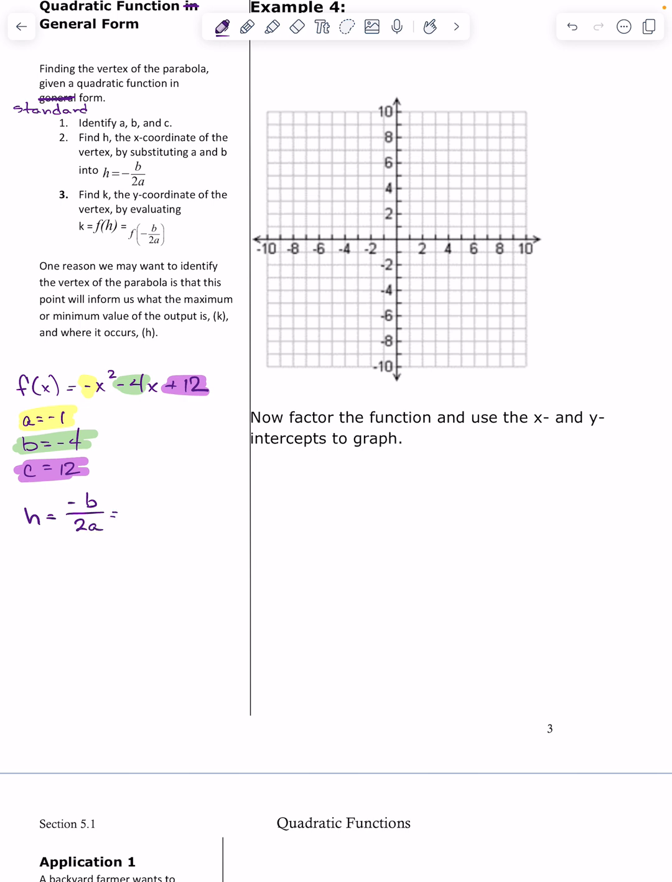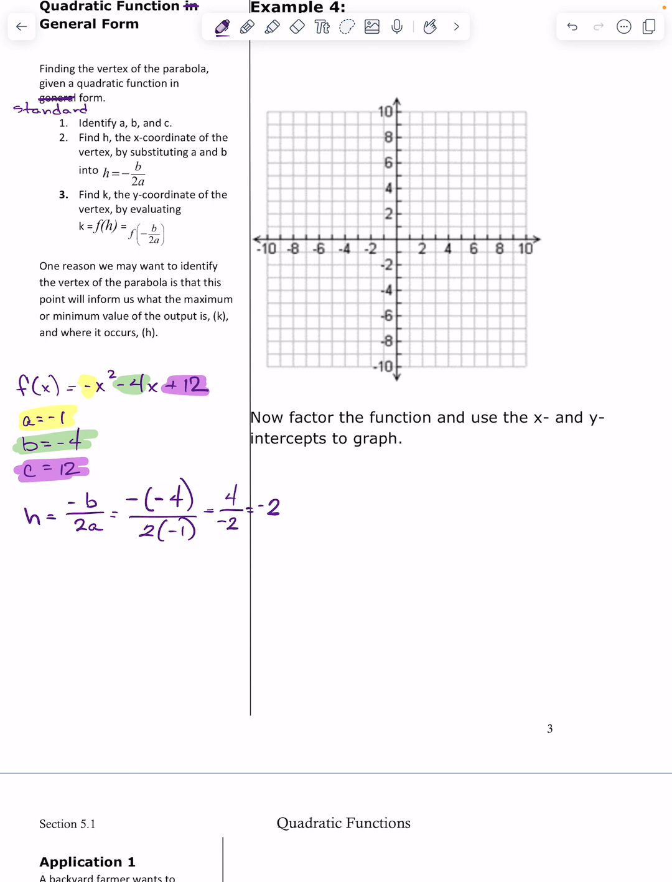I always write that first because sometimes when I have a negative in front of the b and my b is also negative, it's easy for our brains to convince us to leave out one of those negatives. Okay, over 2 times a, my a is negative 1. I get positive 4 over negative 2, and I should have written smaller. So I got an h of negative 2.